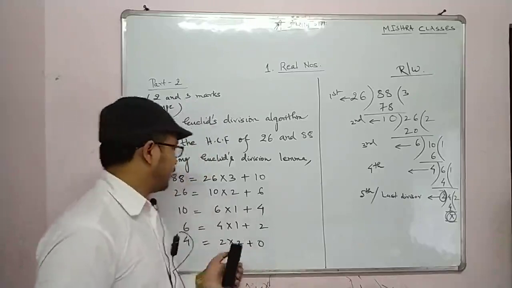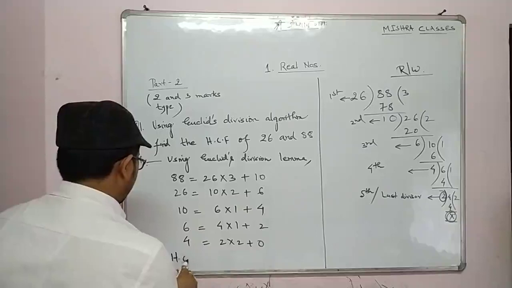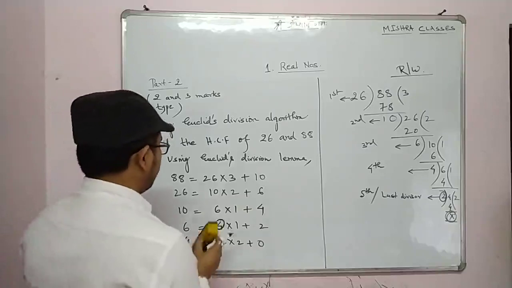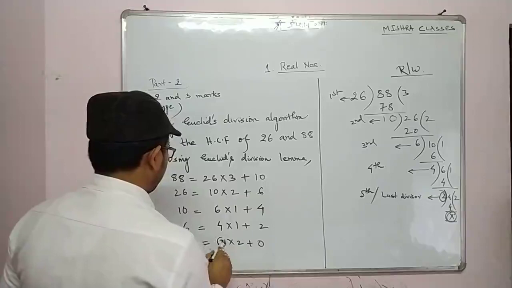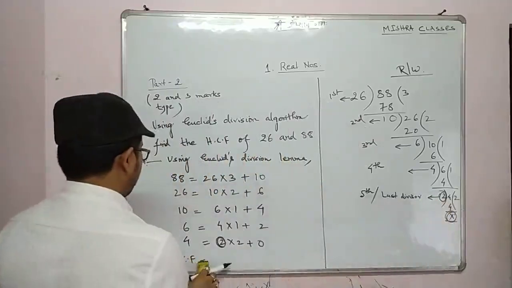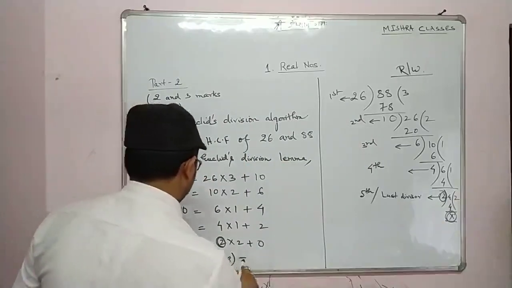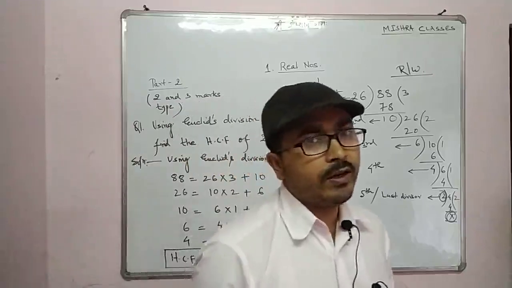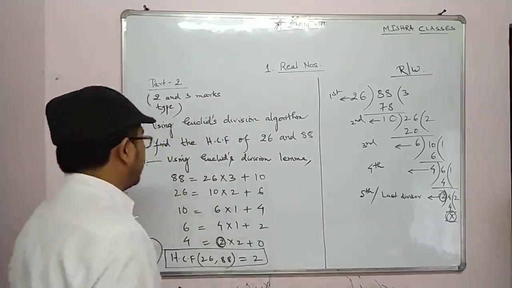Is it clear till here? Now what is our HCF? What is our last divisor? Last divisor was 2, in 4 equal to 2 into 2 plus 0. So HCF of 26 and 88 is equal to 2. That means 2 will divide both 26 and 88. Is it clear? Alright, so we'll do the next one.